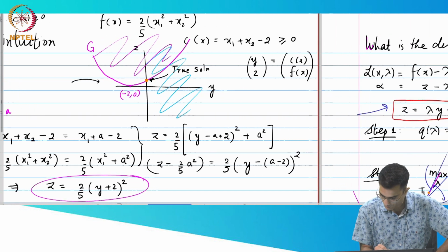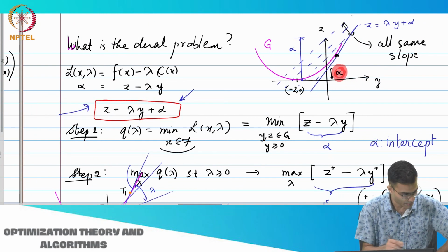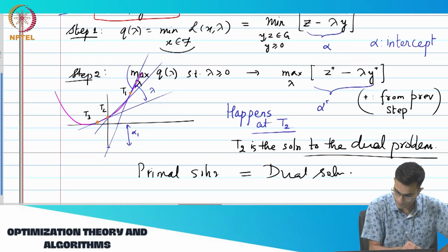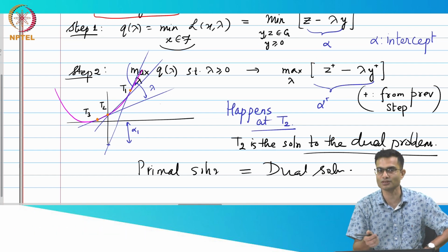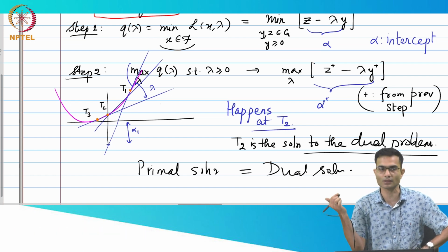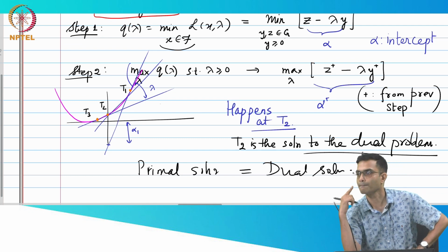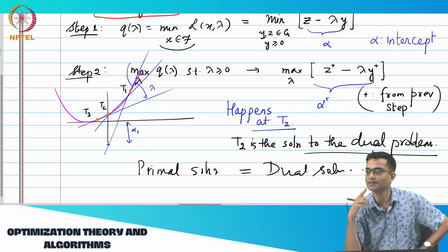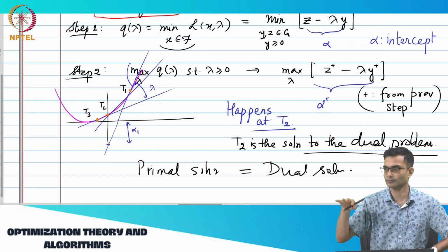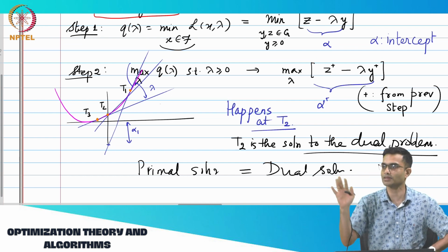Okay, so we have this situation here where the primal solution is equal to the dual solution, and it's because the problem and the constraint were convex, right? Question. We choose a tangent to the pink region of slope lambda because lambda is fixed.